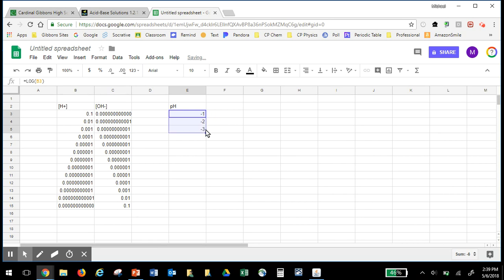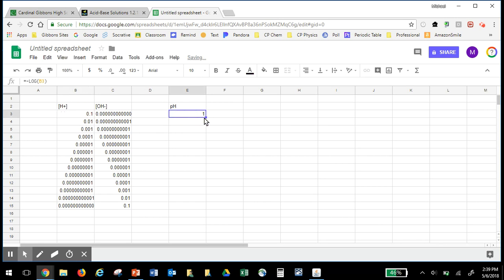So this is nice, right? We have all these negative numbers, but nobody likes negative numbers. So what we've defined pH as is the negative log. So that equals the negative log of whatever is the concentration of H plus.